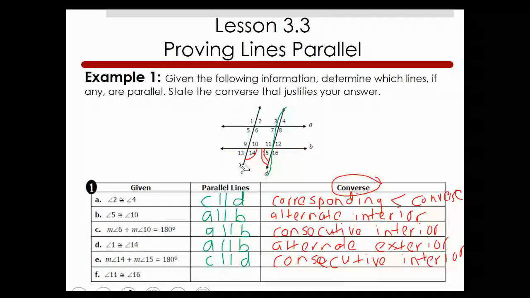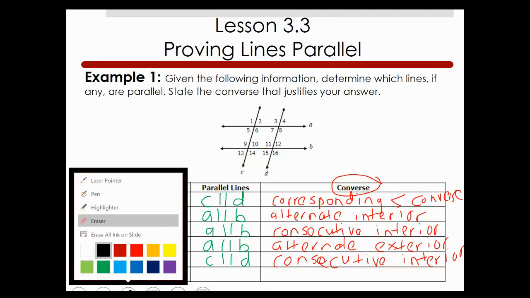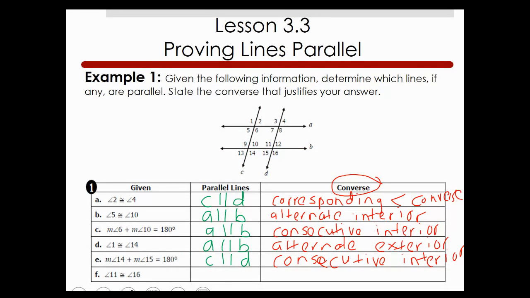So the last one's a little bit more tough, just because think about it. Let's see. Angle 11 and 16. They're not corresponding. They're not alternate interior. They're not alternate exterior. And they are not consecutive interior. It has to be one of those fours. So these are vertical angles. Vertical angles is not one of the reasons. So vertical angle is not one of the reasons to prove lines parallel.